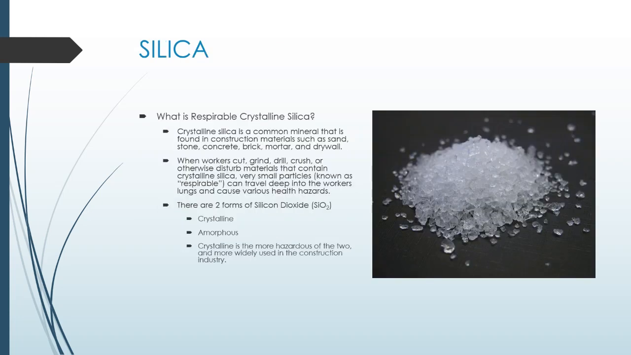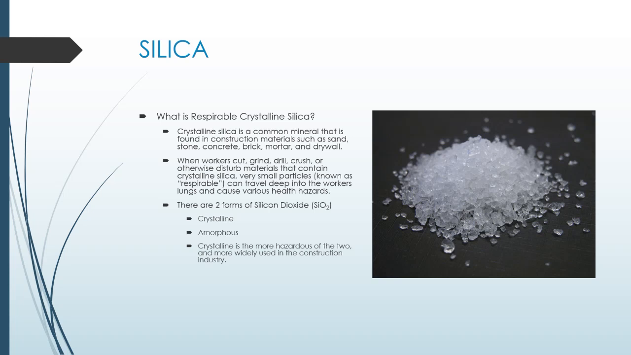What is respirable crystalline silica? Crystalline silica is a common mineral. It's found naturally in the earth. We use a lot of it in construction. We use it in sand and concrete and drywall, bricks. We use pure silica when we put in geothermal wells. Also, the little packets in your beef jerky, that's silica. That's not seasoning. And it doesn't taste good either.